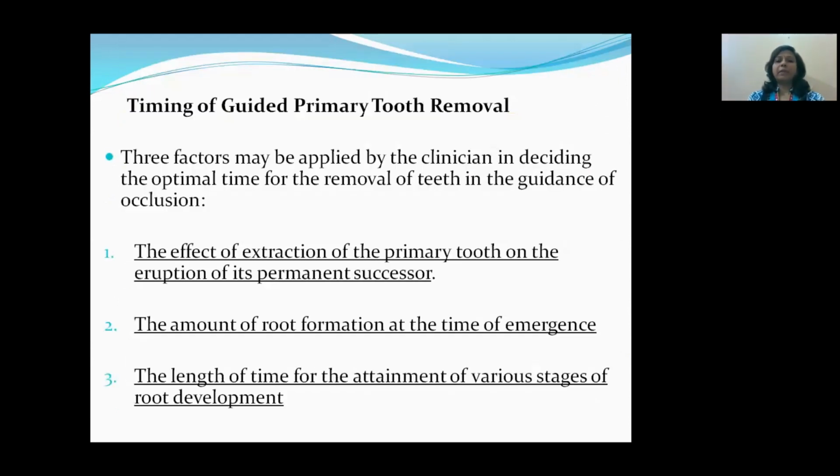Timing of guided primary tooth removal. Three factors may be applied by the clinician in deciding the optimal time for the removal of teeth in the guidance of occlusion: the effect of extraction of the primary tooth on the eruption of its permanent successor, the amount of root formation at the time of emergence, and the length of time for the attainment of various stages of root development. As we have seen, there are three different methods: Dewel's method, Tweed method, and Nance method. So for choosing which one is preferable and which tooth has to be extracted first, we have to consider all these three factors.